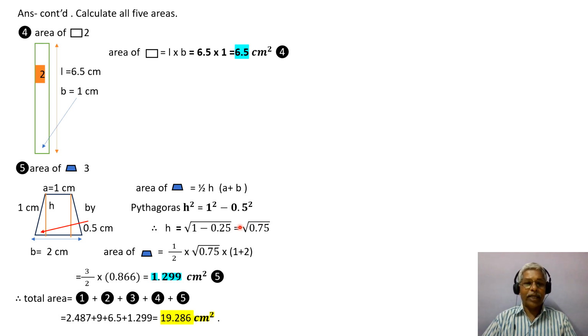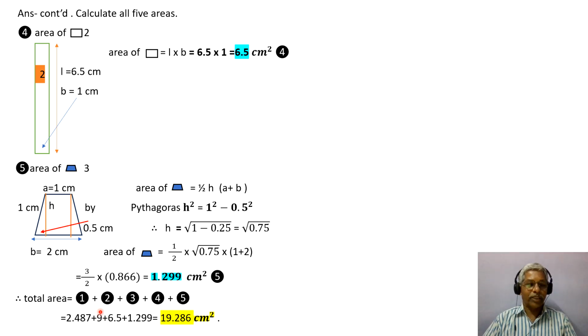Now we can substitute this. So area of trapezium equals 1 upon 2 into root of 0.75 into 1 plus 2. In all we get 3 upon 2 into 0.866, that is 1.299 centimeter square if you calculate. Now add all these areas. So 2.487 plus 9 plus 6.5 plus 1.299. We know there are only 4 because we have calculated the area of the triangles together.